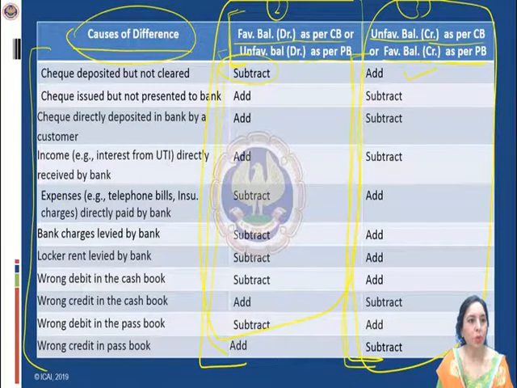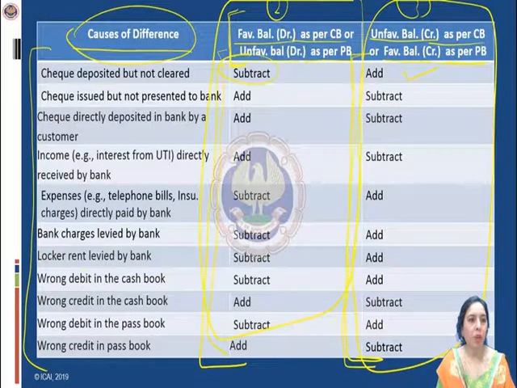Next entry, reverse to this, any kind of expenses like telephone bills, insurance charges, or any kind of other premiums, they are directly paid by the bank on standing instructions of the customer. They are to be subtracted in case 1 and added in case of second number. Bank charges levied by the bank. In case bank has put some charges, they are debited in the passbook, whereas no entry has been made in the cash book. They are to be subtracted in case 1 and to be added in case 2.